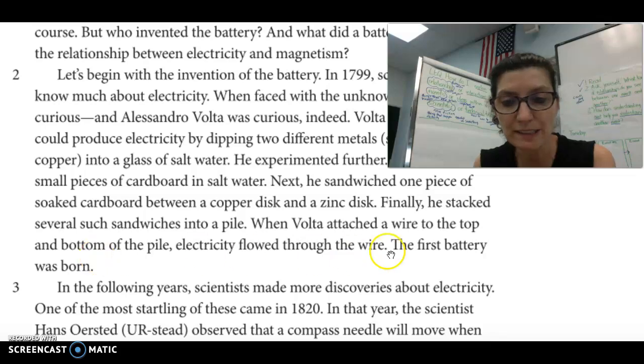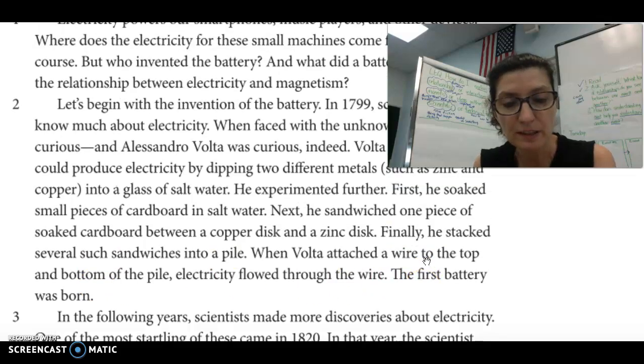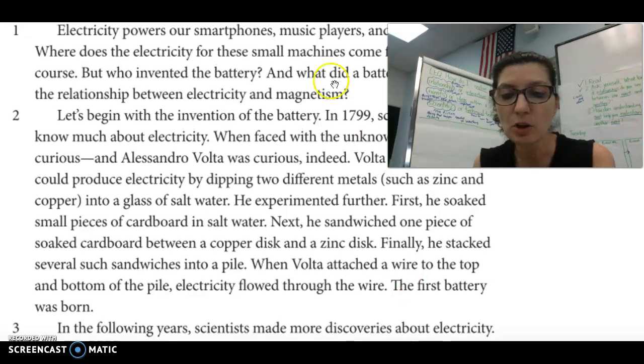So I noticed the last sentence, the first battery was born. The first sentence of that paragraph said, let's begin with the invention of the battery. And then the last sentence says the first battery was born. So this whole paragraph is telling us a sequence of events. We had the word first, we had the word next, and we had the word finally.